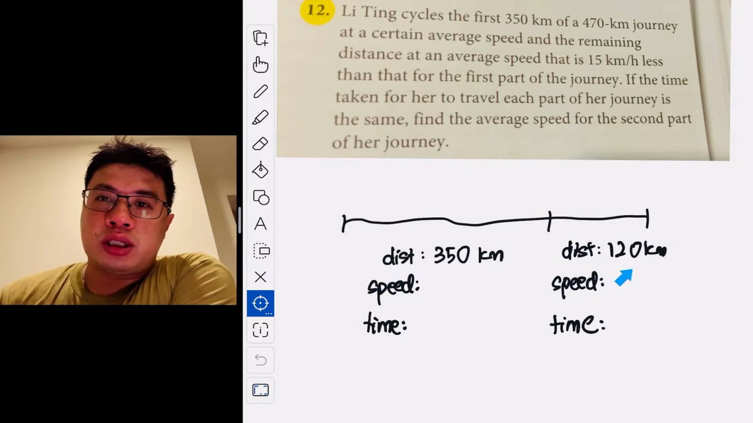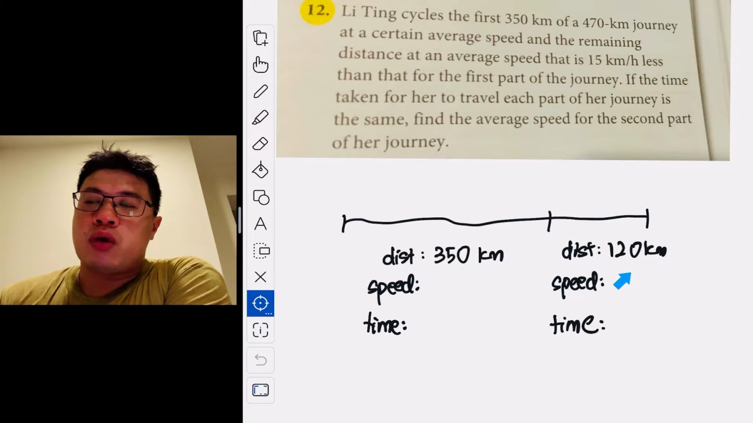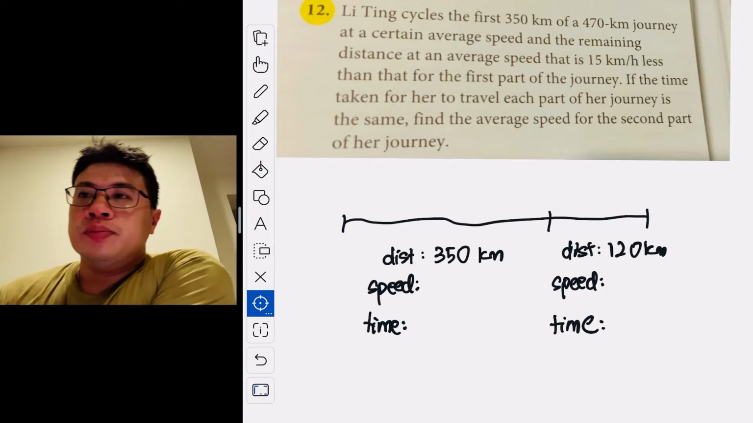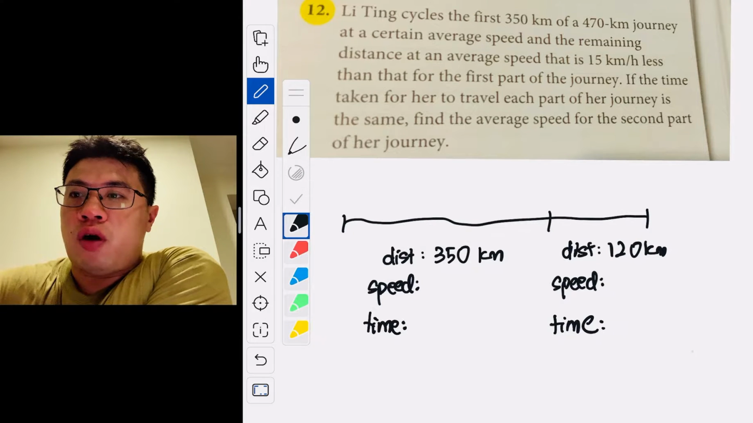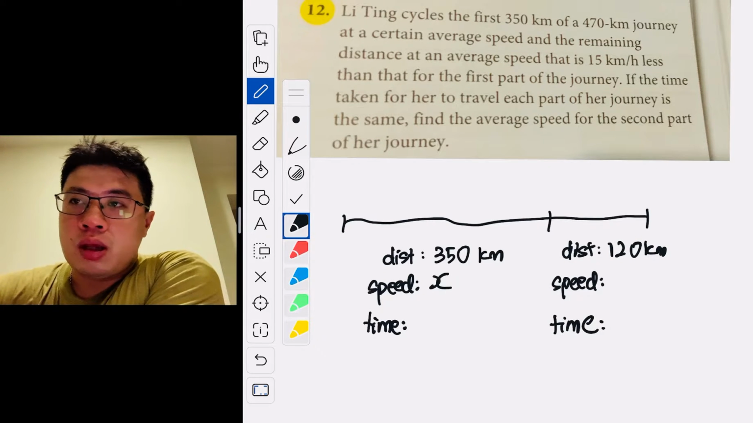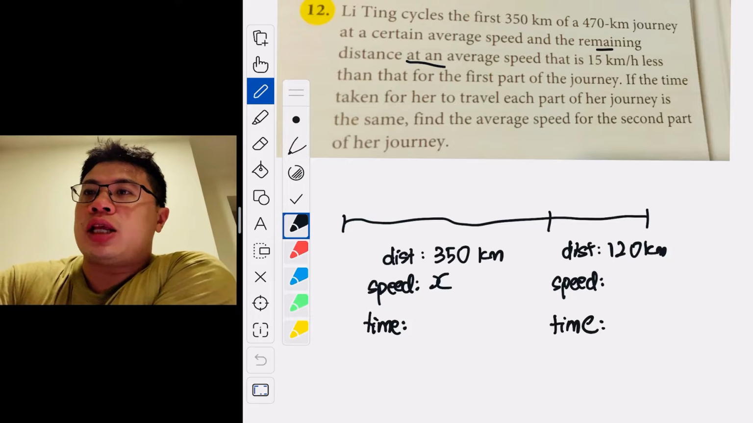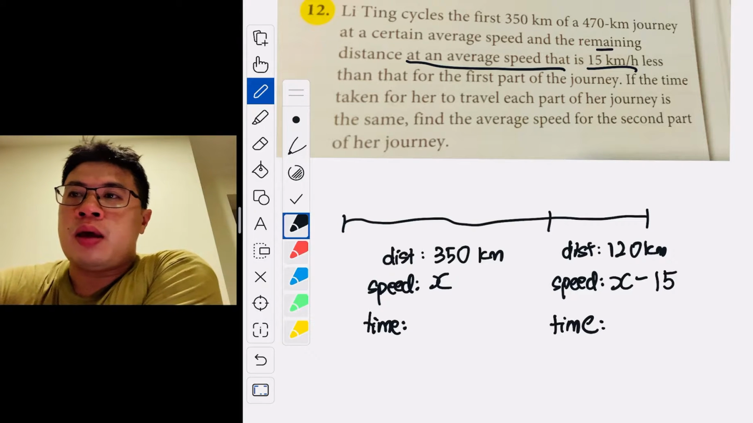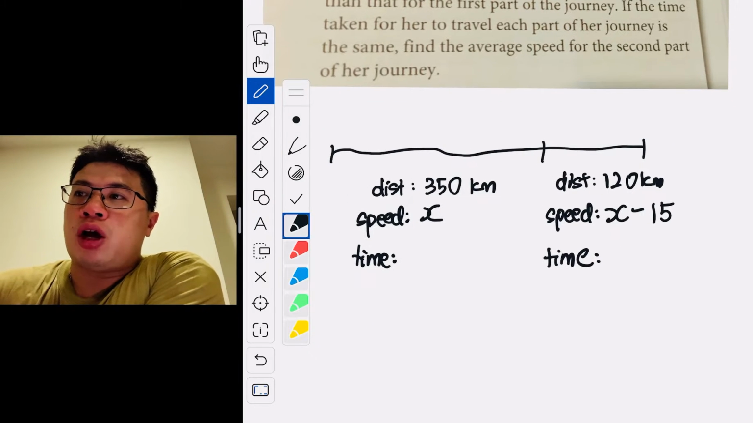Again, this is a linear equation and algebra problem, and what we want to do is to let the things that we are finding be labeled by variables, so that it helps us to solve the question. Once we label the unknown as variables, you can label everything in terms of the variables, and that will help you to solve the question. So I'm just going to let the speed for the first part of the journey be x. With that, the remaining distance at the speed that is 15 kilometers lesser will be x minus 15. The time taken for her to travel each part of the journey is the same.